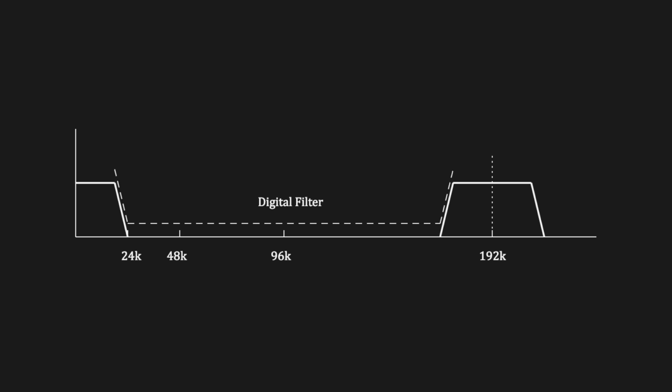After oversampling, unwanted spectral images are moved to much higher frequencies, where a simple analog low-pass filter can easily remove them. If the sampling rate is lower, these images sit closer to the audio range, requiring a steeper analog filter to separate them. However, steep analog filters can cause problems such as ripple, ringing, and phase distortion near the cutoff point.